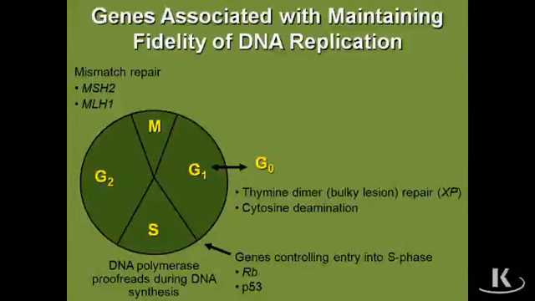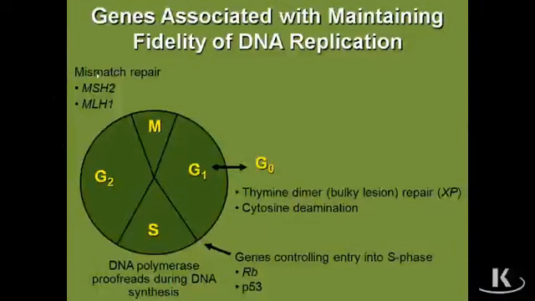Now we need to discuss some additional genes that are important for maintaining the fidelity of DNA replication. After all, the name of the game is making sure that the DNA that gets copied is identical to the DNA you started with. So, the various mechanisms we already discussed include mismatch repair. This happens in the G2 phase, and if you remember, there were 2 genes, MSH2 and MLH1, which are responsible for ensuring that any mismatch bases made during the S phase are corrected.